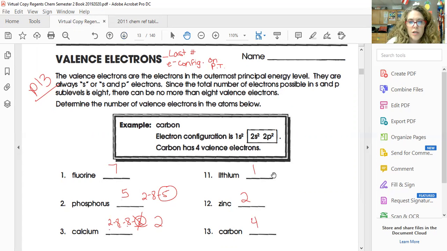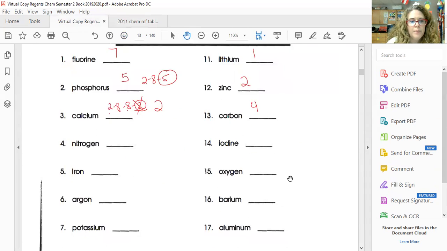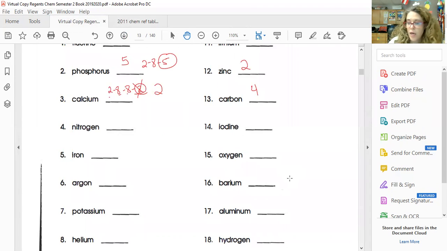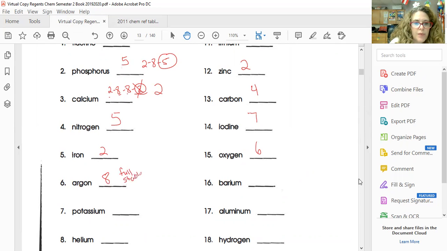So now let me just click and we'll go this way. All right, so nitrogen has 5 valence electrons, just like phosphorus because they're in the same group. Iodine has 7, just like fluorine, they're in the same group. We did oxygen, 6. Iron has 2, I believe. Yep. And then argon has 8. So this is a full valence shell, which is called the stable octet because it is a noble gas.